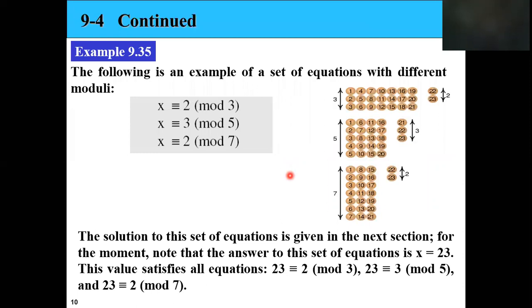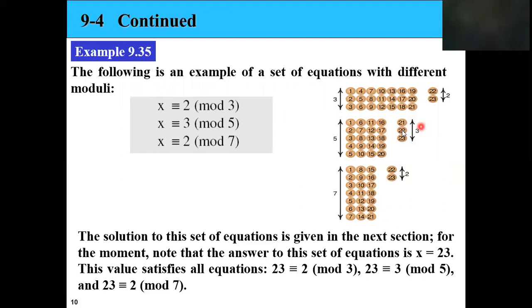Let us take one simple example in order to understand what it means. Following is also a set of equations with different moduli. x is congruent to 2 mod 3, x is congruent to 3 mod 5, and x is congruent to 2 mod 7. Find x for these conditions. What is the x that satisfies all these conditions?